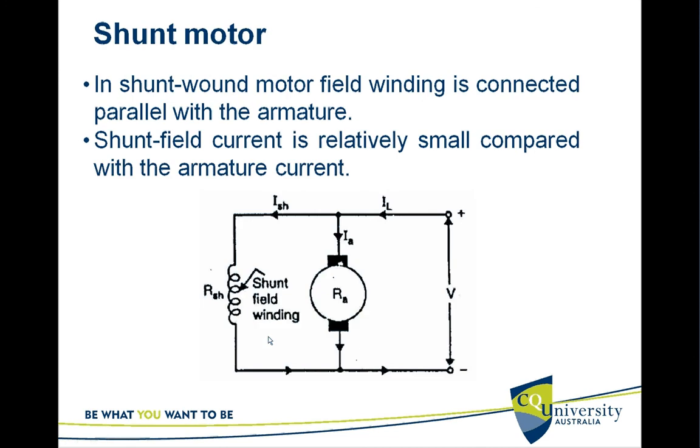Now comes the shunt motor. In a shunt wound motor, the field winding is connected in parallel with the armature. Shunt field current is relatively smaller compared with the armature current. We do it by, as in the case of the shunt generator, having a thinner winding but high resistance, and so on.